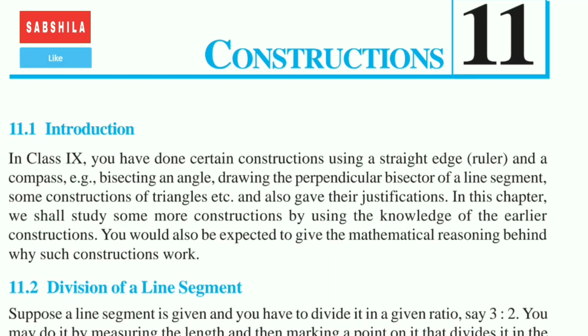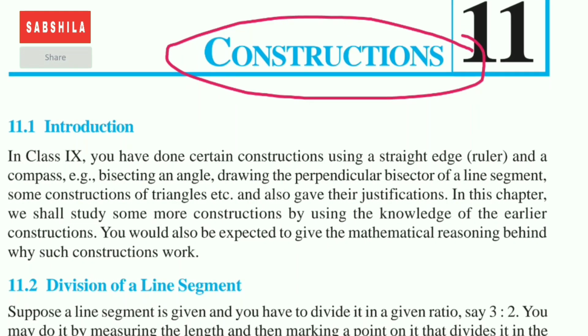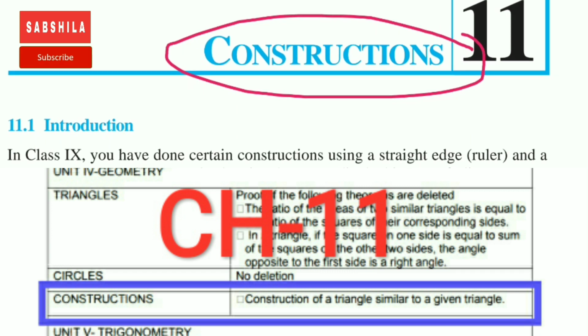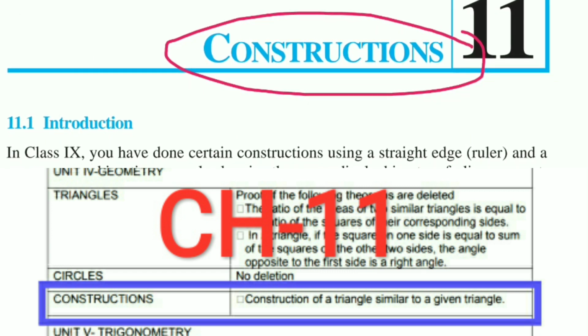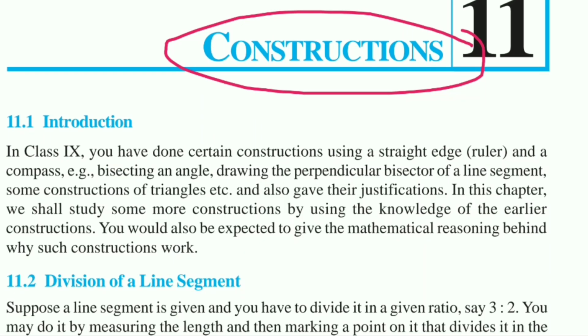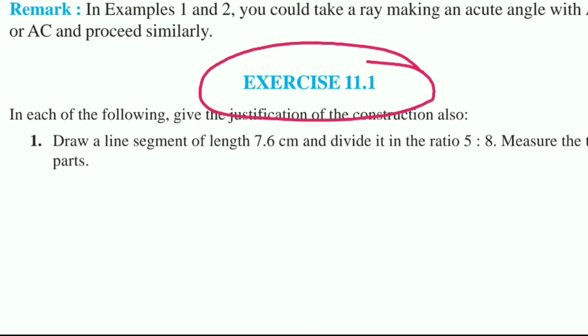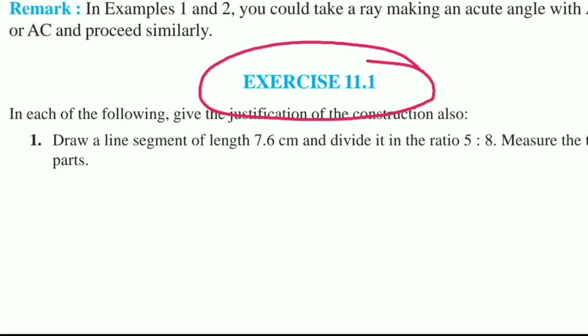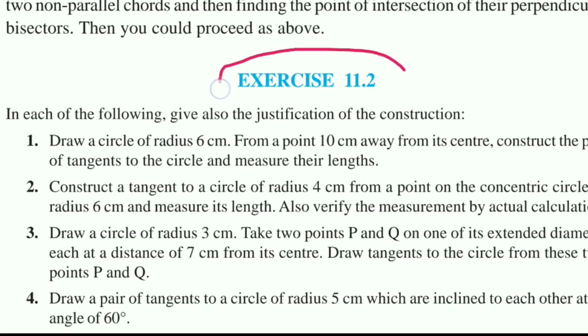If we talk about chapter number 11, that is constructions, the construction of a triangle similar to a given triangle has been removed. Only one topic has been removed. So exercise 11.1 is removed, so don't read this. Exercise 11.2 is important, so you have to read this exercise.